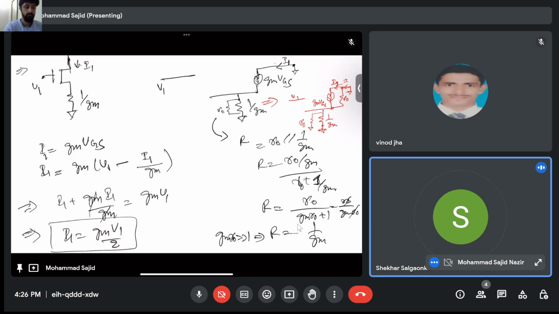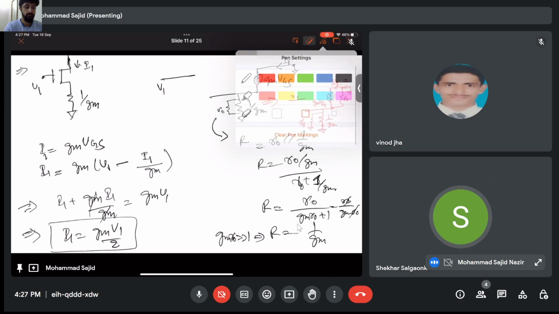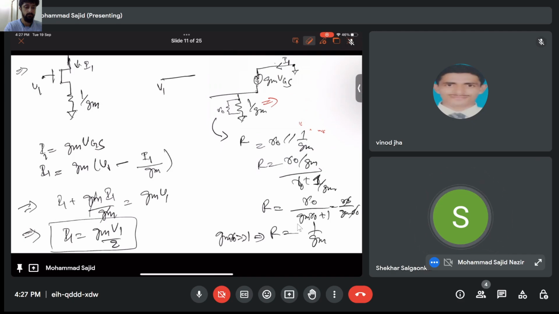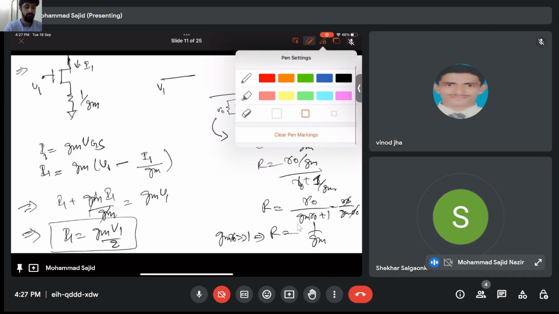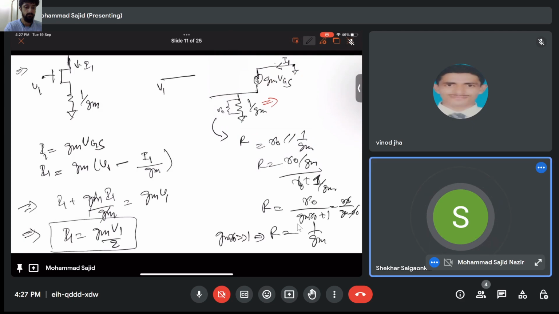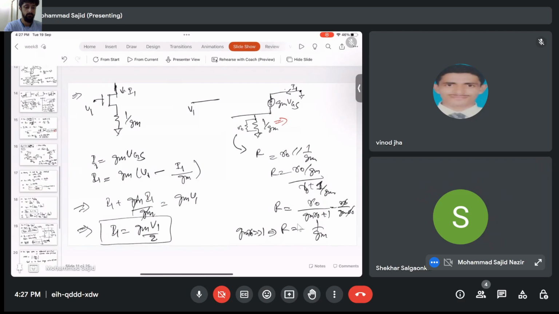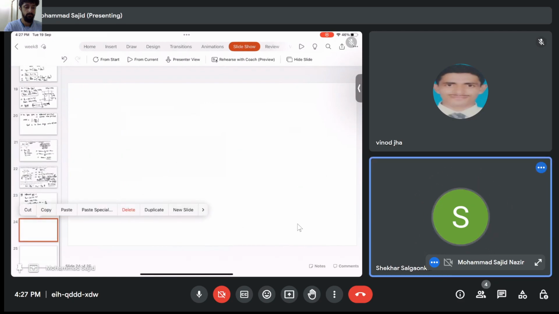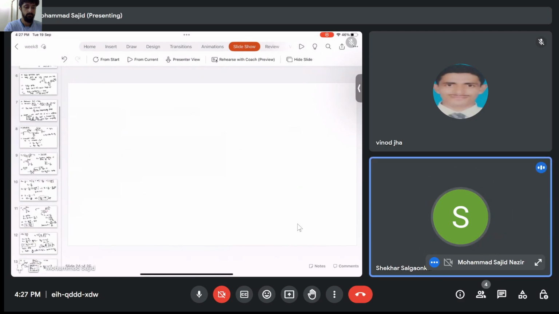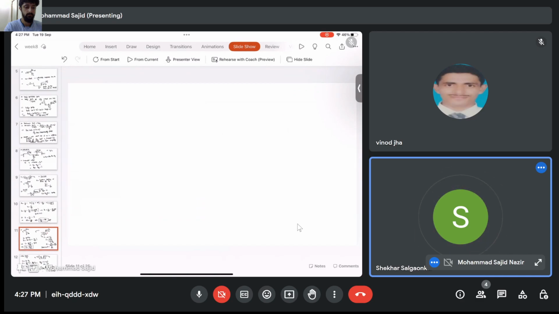But I think you are correct. I should not have drawn it this way. I may be wrong, please correct me. No, I think you're correct. One second, let me just recalculate the values. Let's use a new slide.